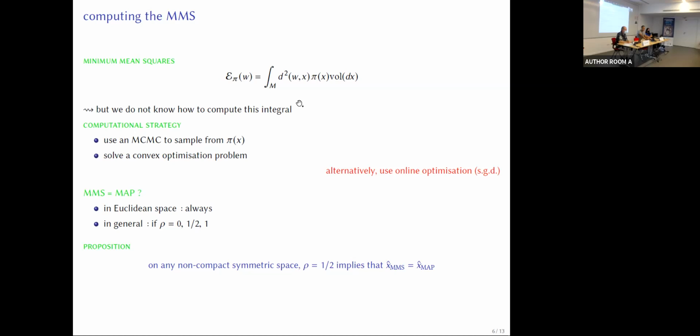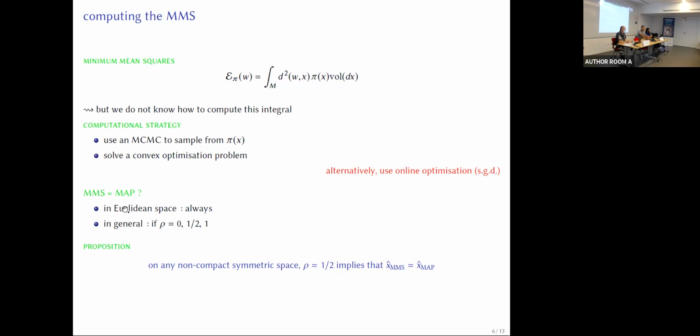Of course, an alternative approach would be to use the samples in the framework of an online optimization method, such as stochastic gradient descent, at the end, Riemannian stochastic gradient descent. At the end, I will explain why I prefer convex optimization in this context to Riemannian stochastic gradient. In any case, there are certain special cases where the MAP and the MMS are equal.